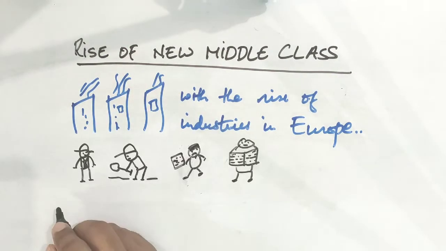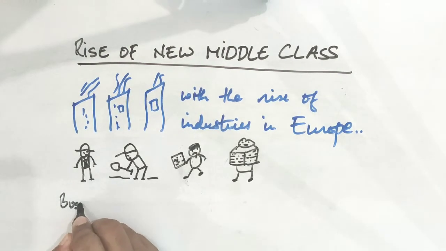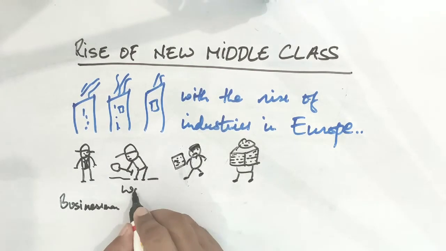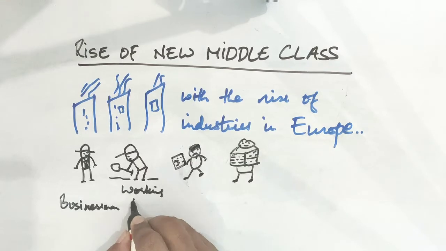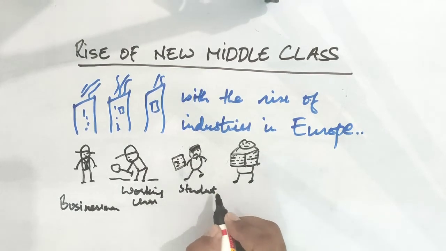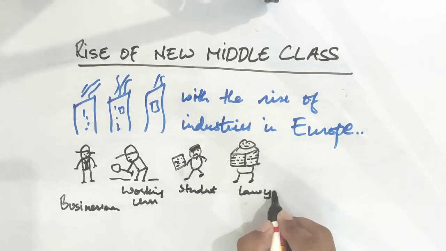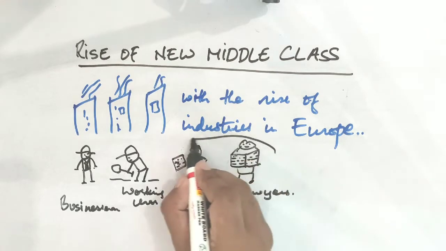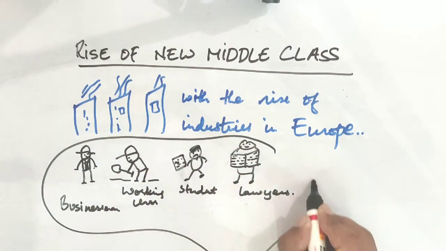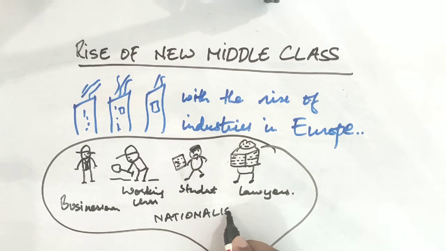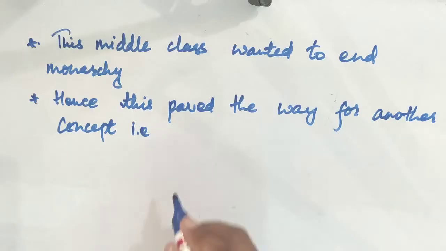With the growth of industrial production in Western and other parts of Europe, new commercial classes came into being. After the industrial revolution spread to other parts of Europe, new middle classes also emerged. It included workers, industrialists, businessmen, professionals, and it was this middle class who were educated and spread the ideas of nationalism as they wanted to end monarchy from their territories.